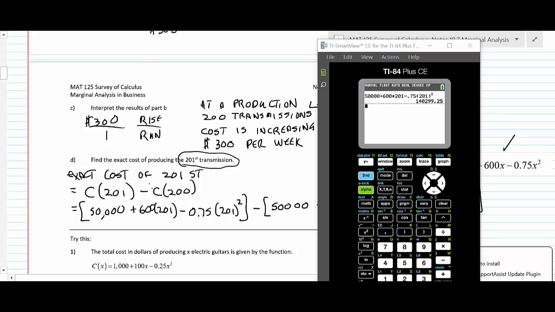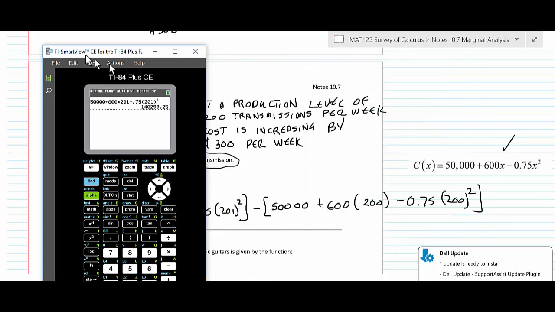So I'm going to write down what that is. That looks like 140,299.25, like that. So what that is, is the cost of all 201 transmissions. You can tell logically, there's no way one transmission is going to cost $140,000. That's a really high-tech transmission, right? So it's all 201 of them.